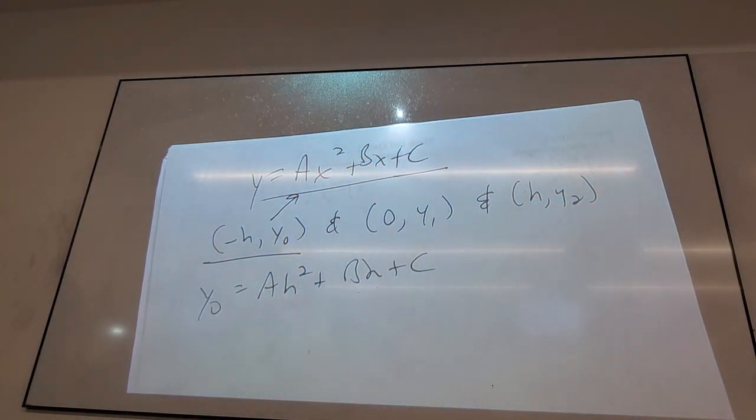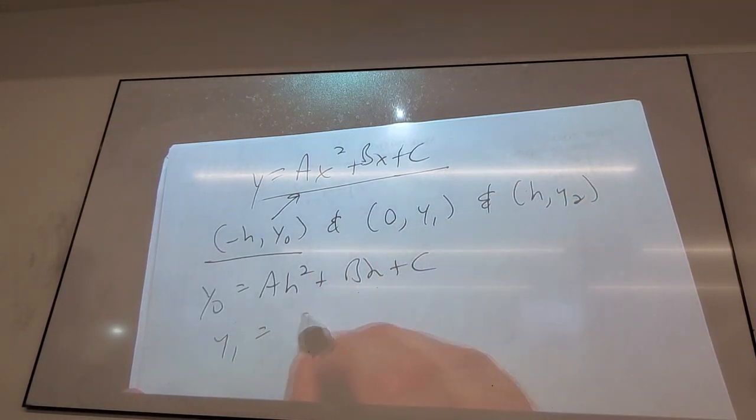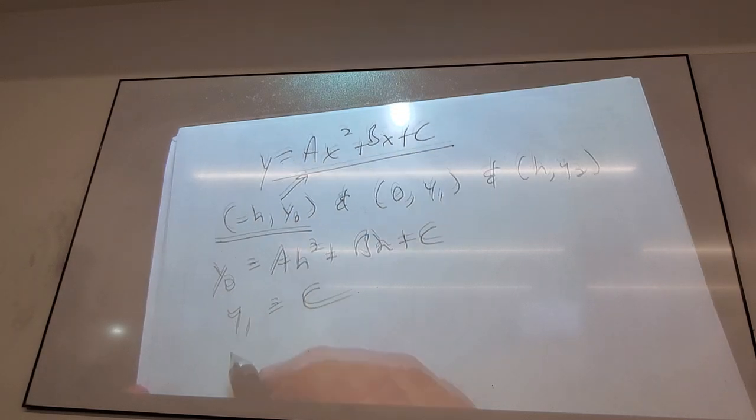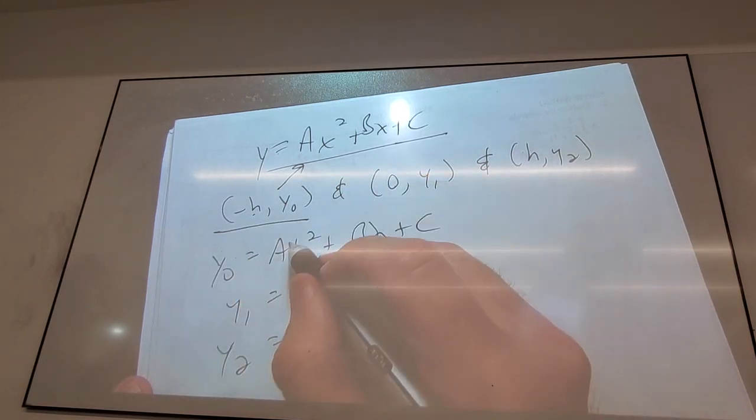That's what that says. That has to be true. If I plug a 0 in for x, I should get y1 out for y, so y1 is c. And for y2, plug in negative h.